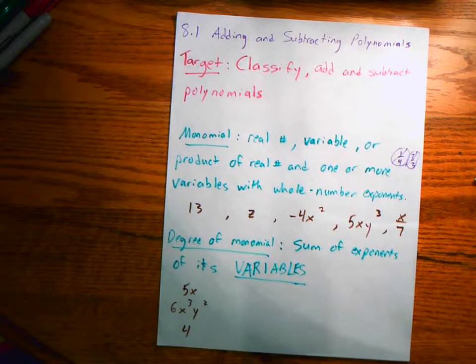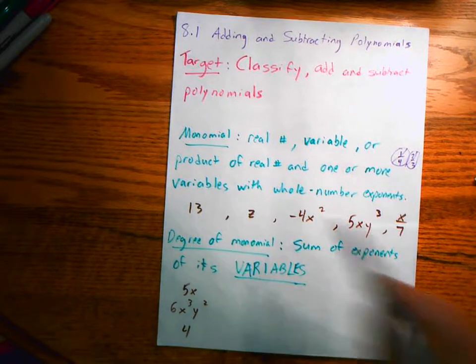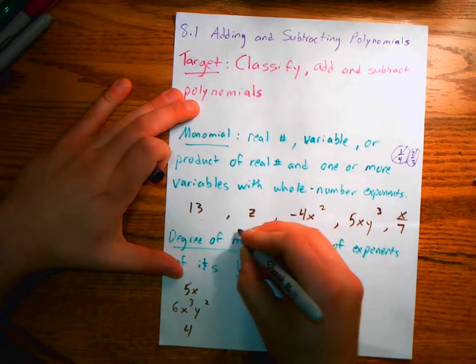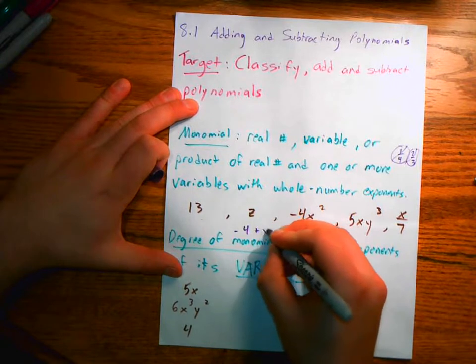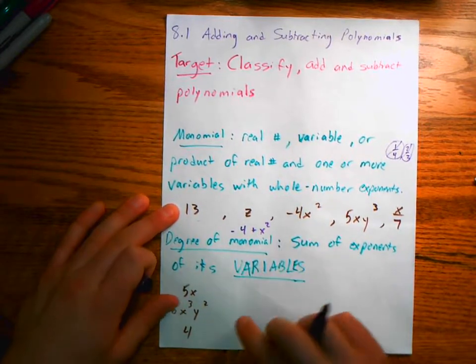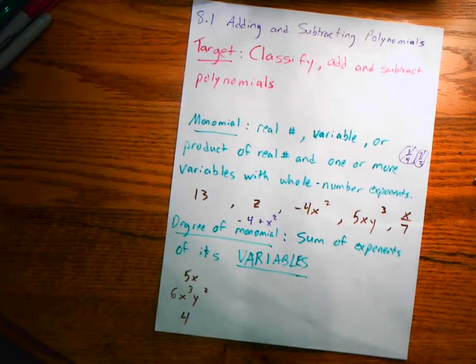Basically think of it as any term that is a product, or multiply, as long as it's not plus or minus separating. So you couldn't have something like negative 4 plus x squared. That is not a monomial because there is a plus separating the two, when the only thing you can have separating them is a product.